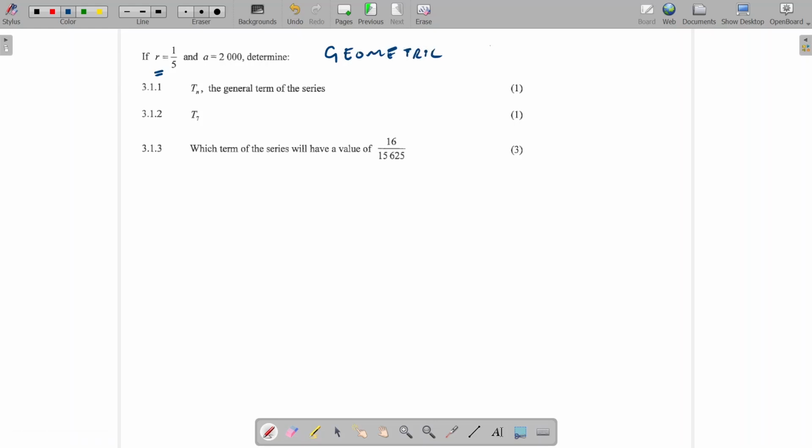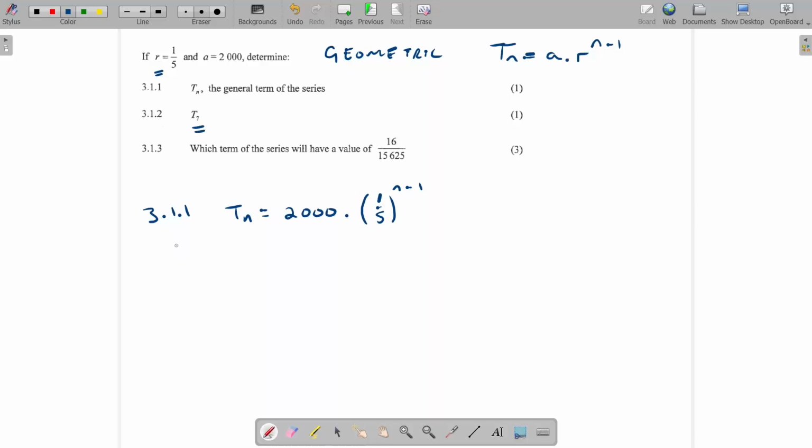We know from the formula sheet or from our own studies that Tn equals a times r to the n minus 1. So the first thing I'm going to do is find the general term of the sequence, plugging in these values. So 3.1.1, Tn equals 2000 times 1/5 to the power of n minus 1. Okay, no biggie.